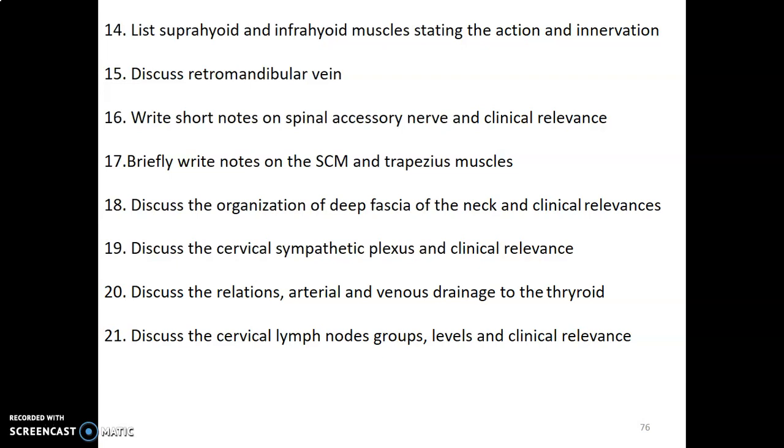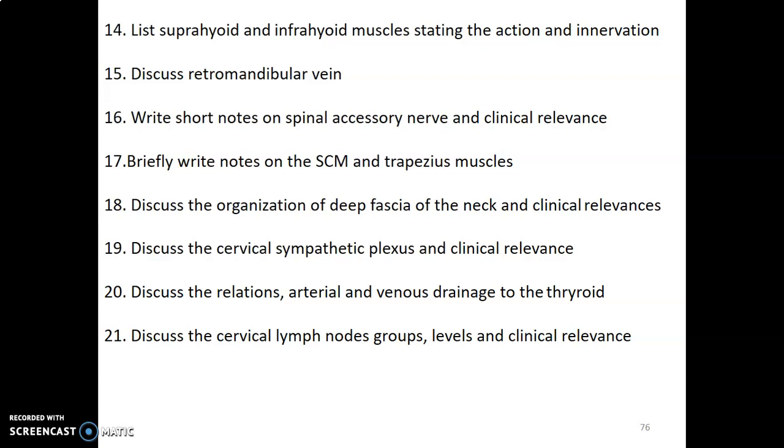Write short notes on spinal accessory nerve. What's the clinical relevance? Remember, it innervates trapezius and sternocleidomastoid muscle. So when there's injury, will you be able to tilt your head? Will you be able to shrug your shoulders? So that's how you should be able to discuss these things. So write short notes on sternocleidomastoid or trapezius muscle. Discuss the organization of the deep fascia of the neck and the clinical relevance, which we have discussed.